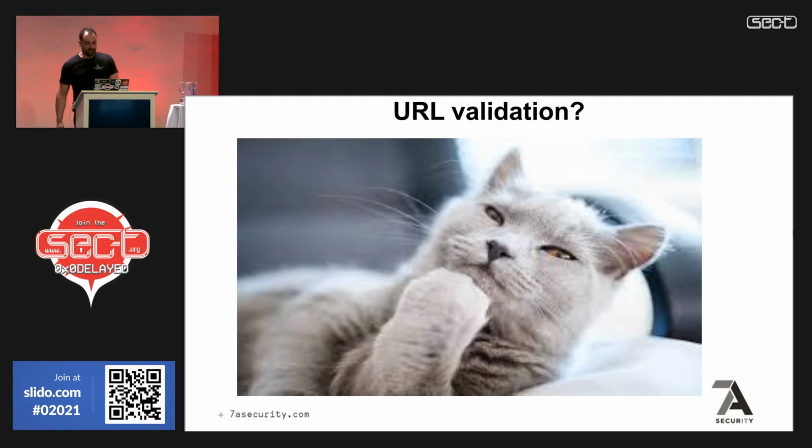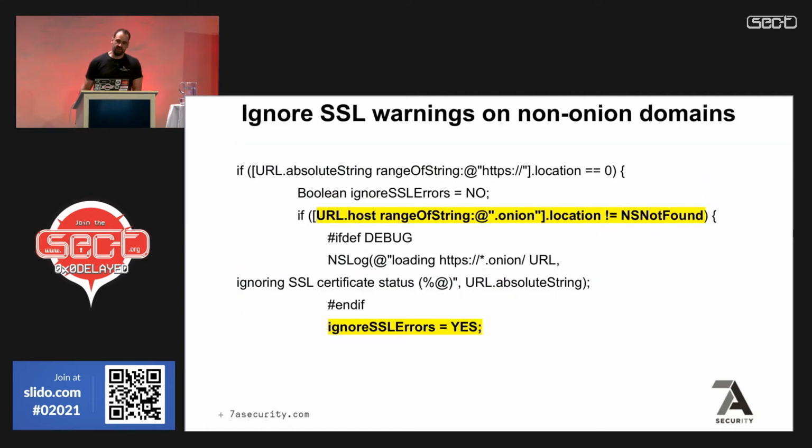Now let's talk about URL validation, right? So this was the logic of the application. So this was the Onion browser again. And in this case, the problem is, if you have a .onion domain, then this domain is not following the normal TLS trust process, right? So it works in a different way. So it's trying to skip SSL errors, right, if it has .onion.